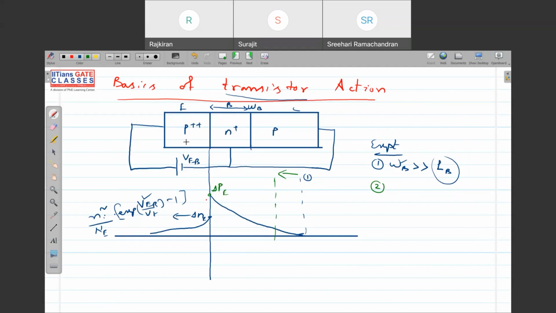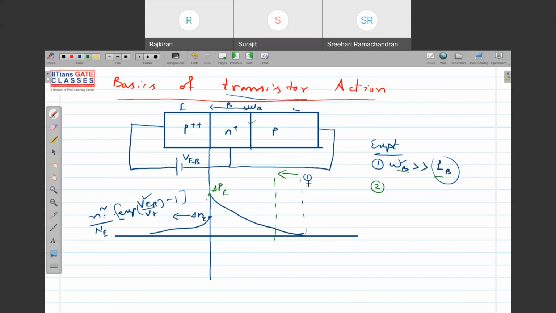What we are doing? We are applying a forward bias in the emitter to base junction. Initially, we are assuming the junction is very far away, meaning very much greater than the diffusion length. In that case, the holes will be injected, and when they recombine, the concentration will go decreasing like this. Right or not?